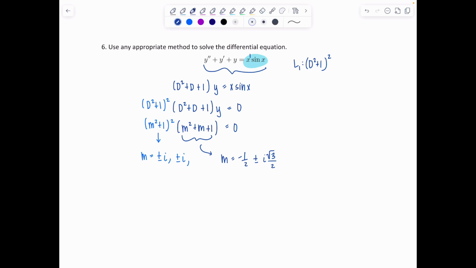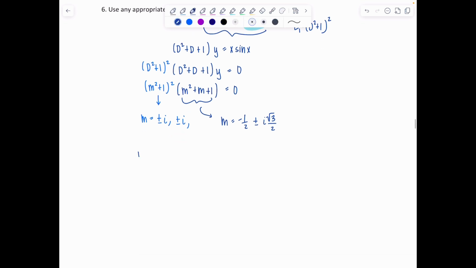Okay, so here we go. y equals C1 e to the negative x over 2 cosine of root 3 over 2 x plus C2 e to the negative x over 2 sine of root 3 over 2 x plus, so alpha is 0, beta is 1. So I'm not going to do C3, C4, C5. I'm just going to jump to A, B, etc. So I'm ready to find the coefficients.